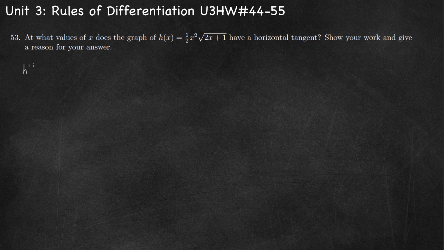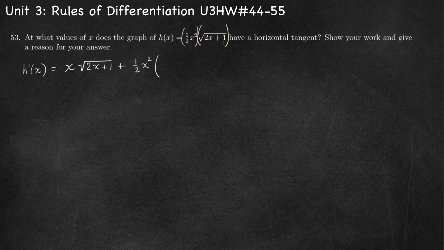Our derivative, h prime of x, is going to require us to use the product rule. So I'm going to think of 1/2 x squared as the first part of my product, and the square root of 2x plus 1 as the second factor in my product. So I take the derivative of the first, the derivative of 1/2 x squared is just x, times the second, so square root 2x plus 1, plus the first, 1/2 x squared, times the derivative of the second.